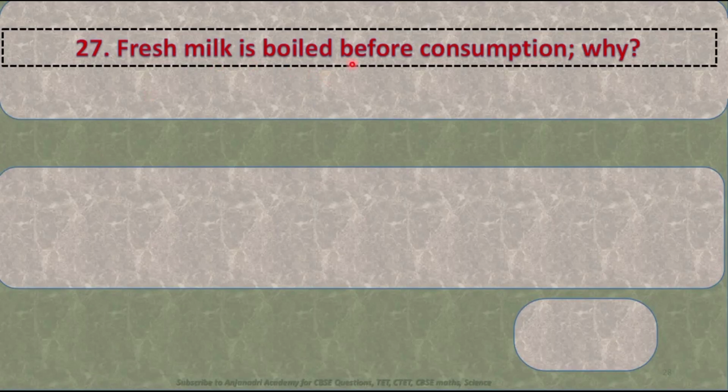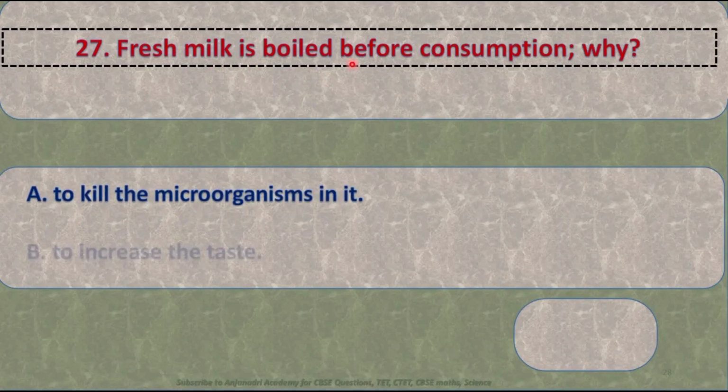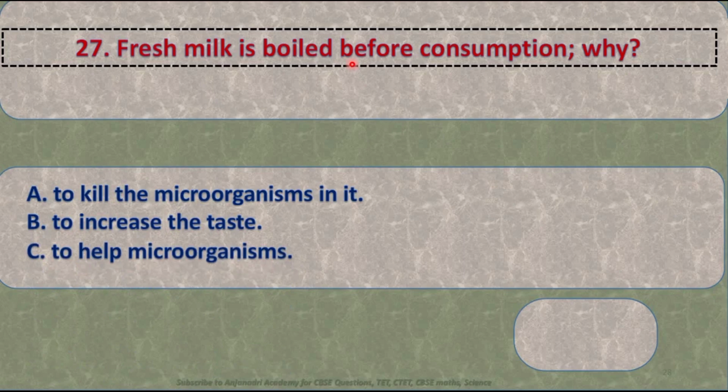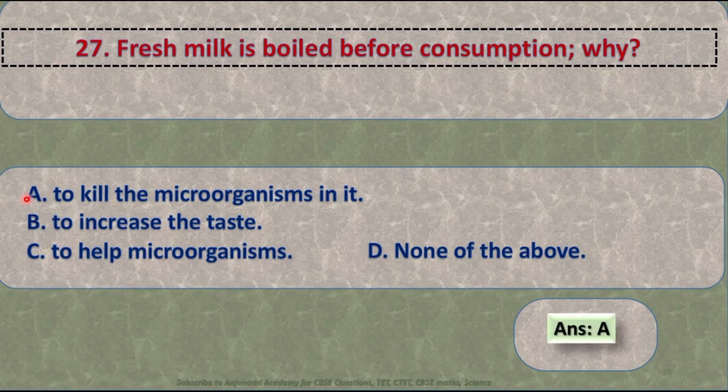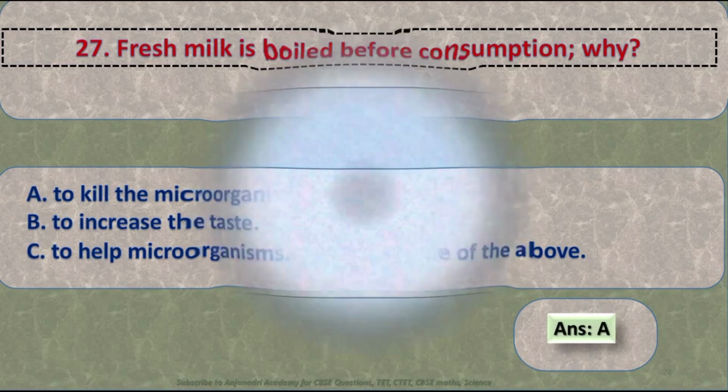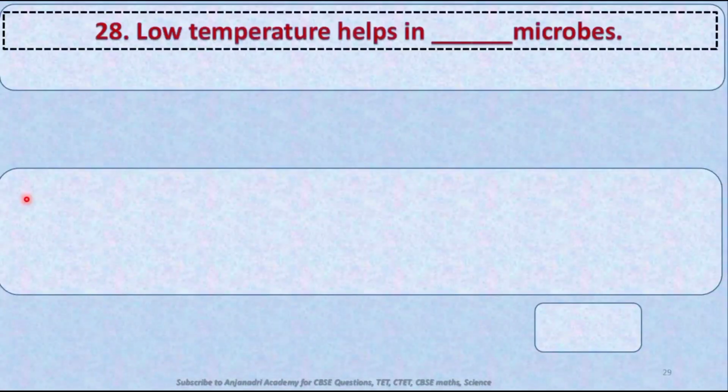Fresh milk is boiled before consumption. So why? To kill the microorganisms in it, to increase the taste, to help microorganisms, and none of the above. To kill the microorganisms, we are boiling the fresh milk. Therefore, the correct answer is option A. Here is the next question.